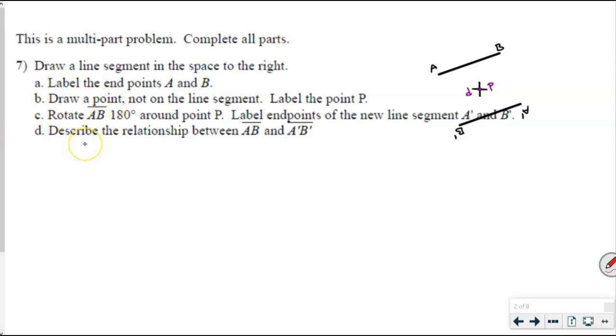Okay, and I just heard it. It was almost in unison. What do you know about AB and A prime, B prime? What's that relationship? Lance. They're parallel lines.